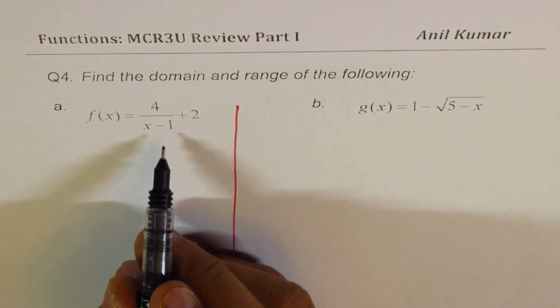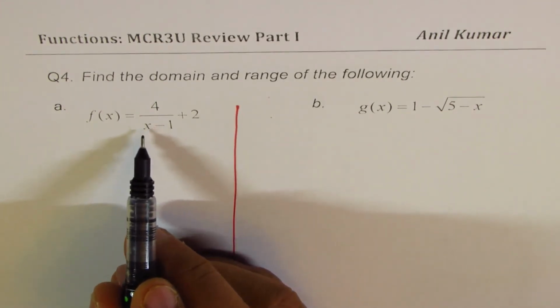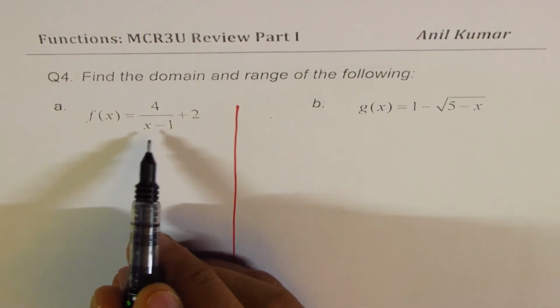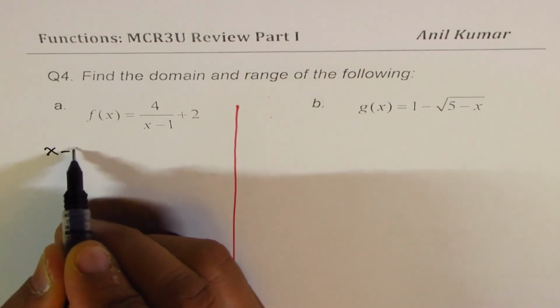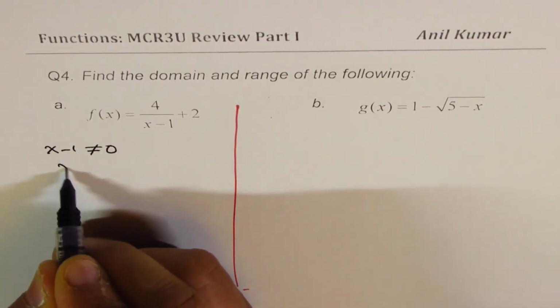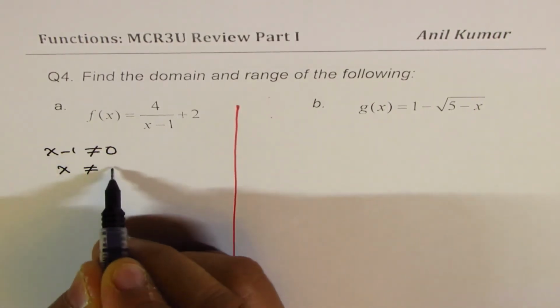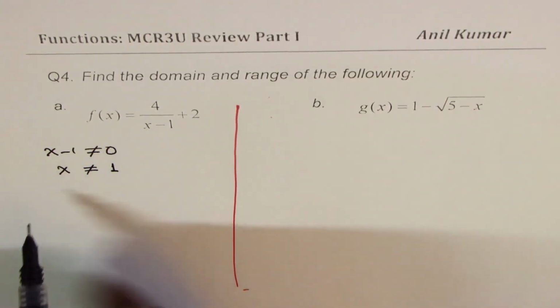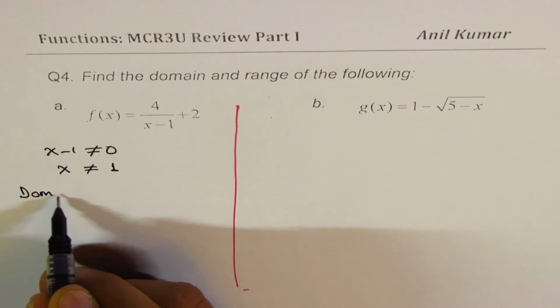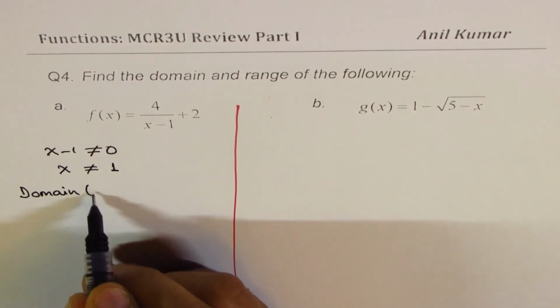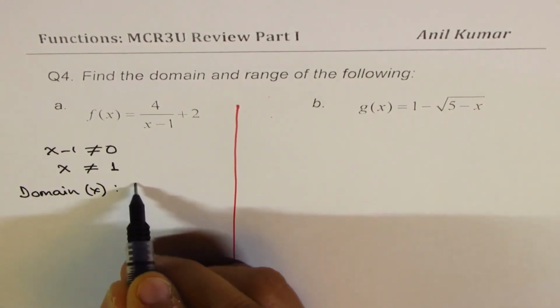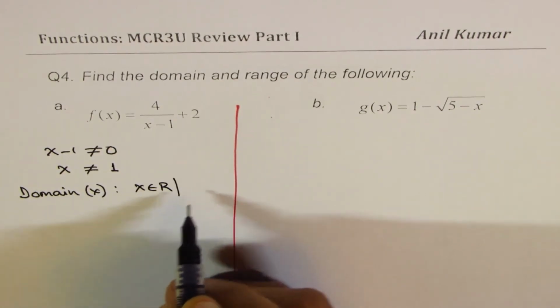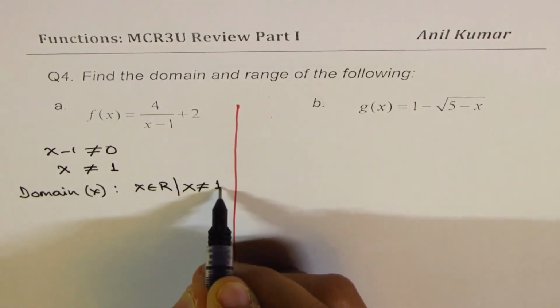The first one here, the denominator cannot be 0, right? So since x minus 1 cannot be equal to 0, we know x is not equal to 1. So that gives us a restriction in domain. So we can say the domain is x belongs to real numbers where x is not equal to 1, right?